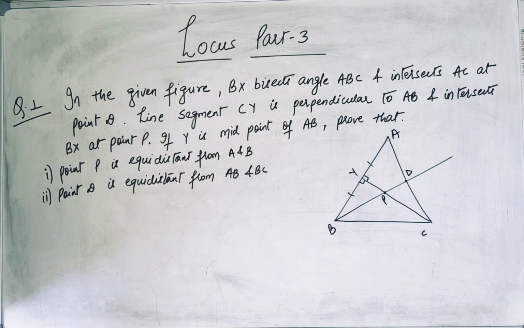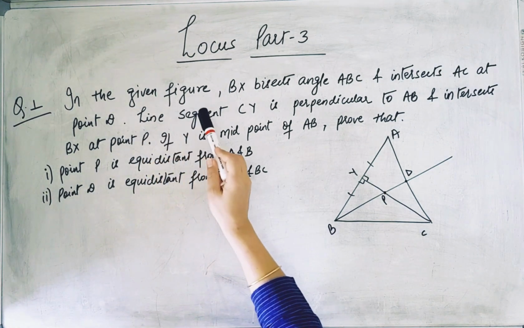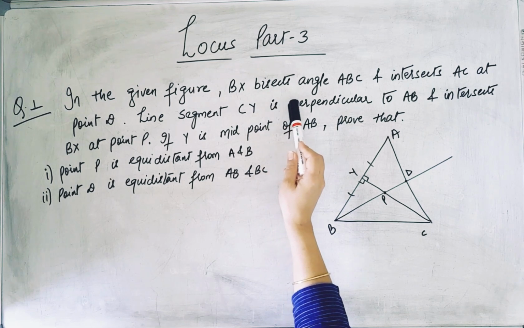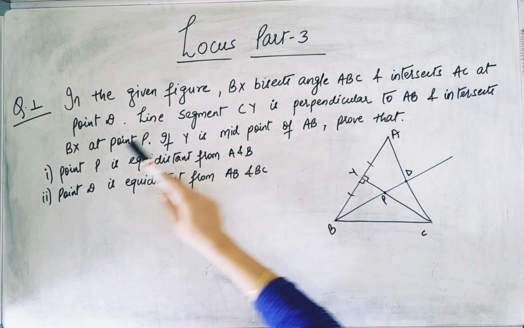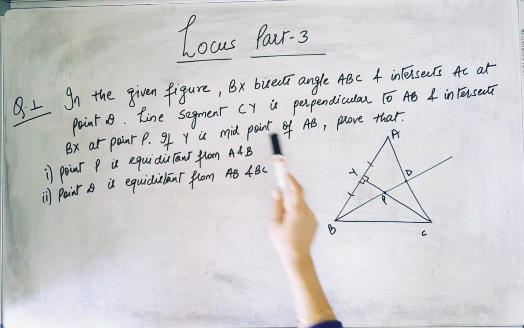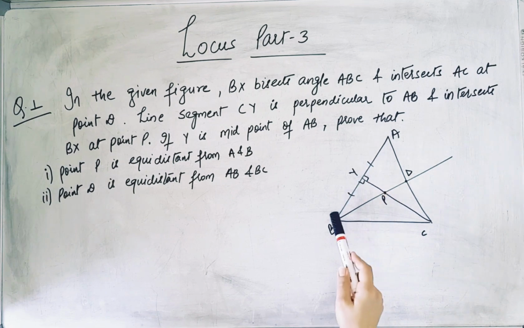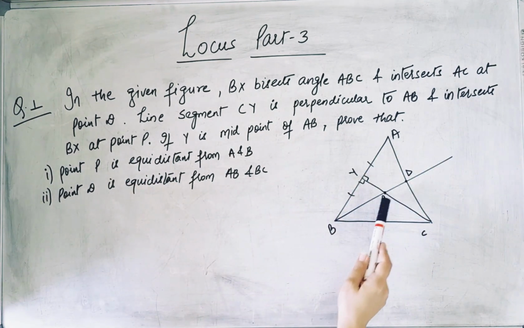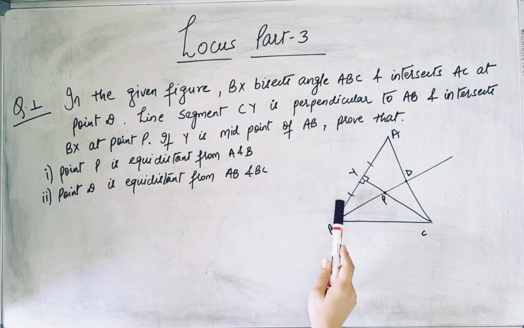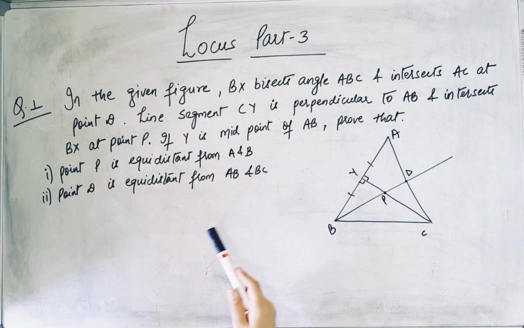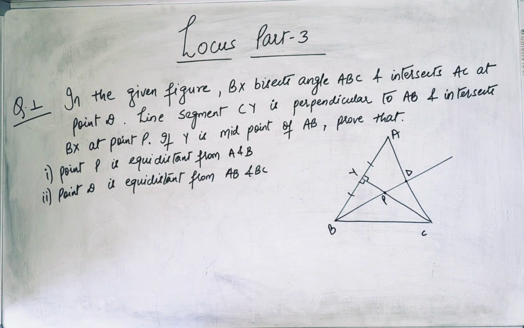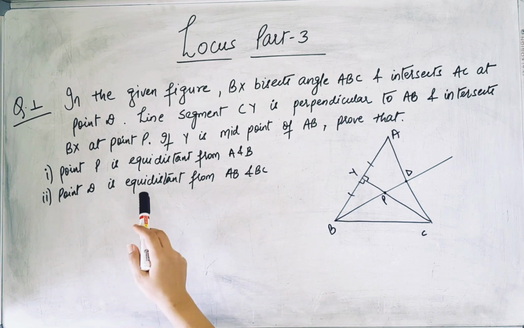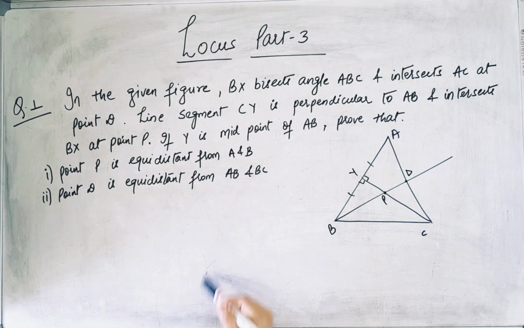So the first question is, in the given figure, BX bisects angle ABC and intersects AC at point D. Line segment CY is perpendicular to AB and intersects BX at P. If Y is the midpoint of AB, then prove that. What we have to prove? Point P is equidistant from A and B, and the second part which we have to prove is point D is equidistant from the arms AB and BC.